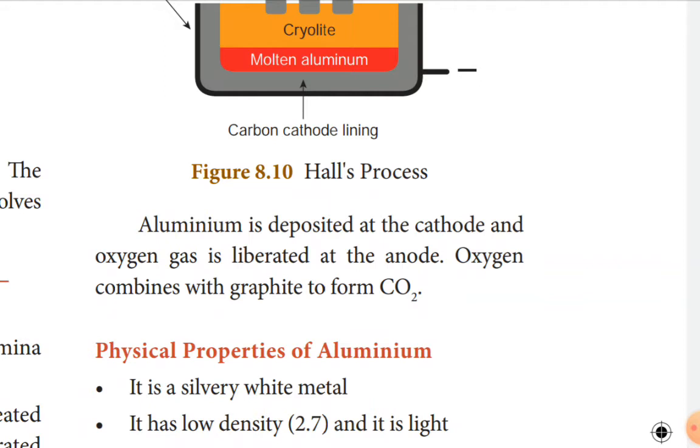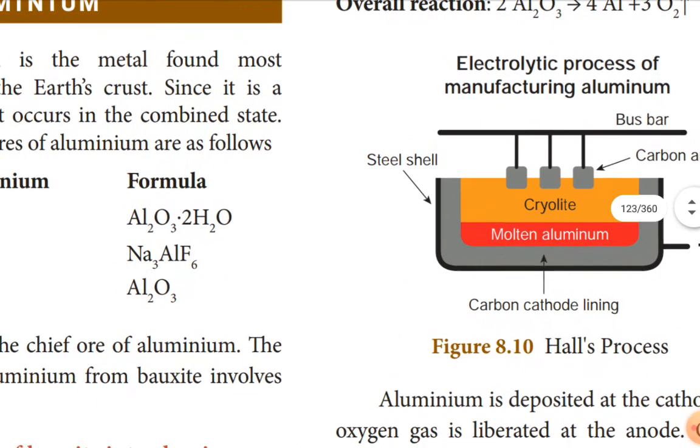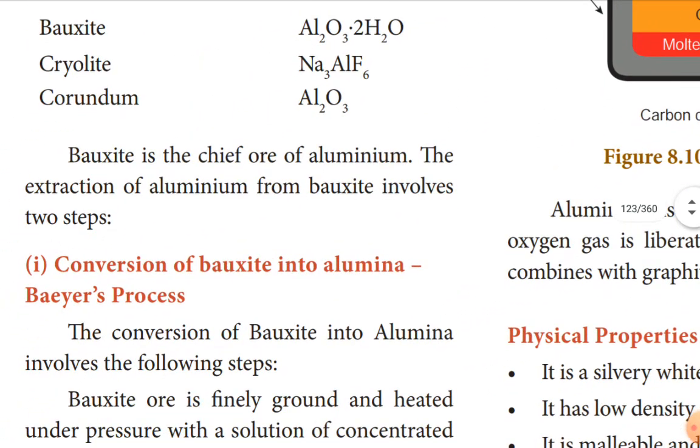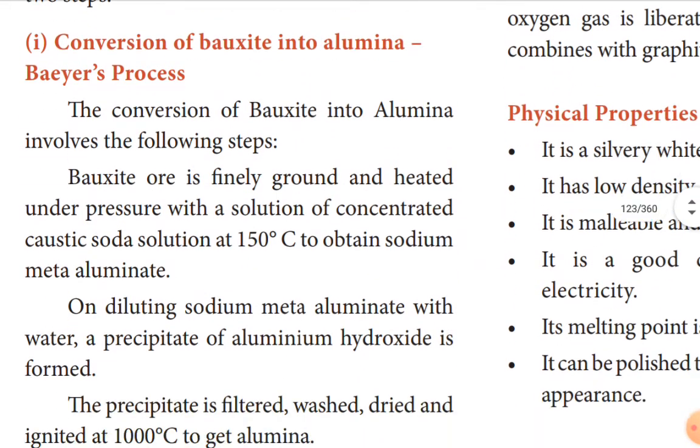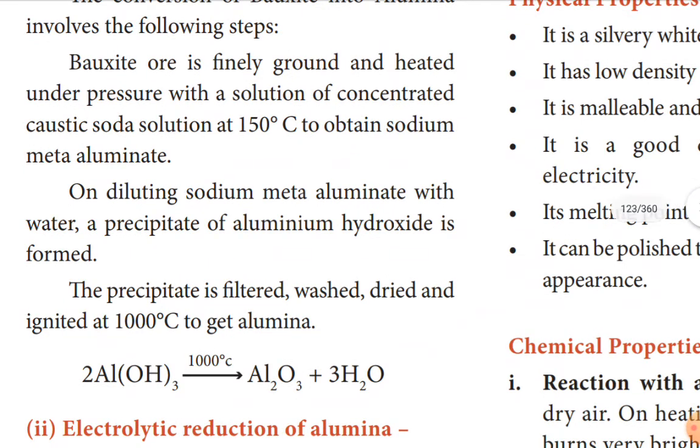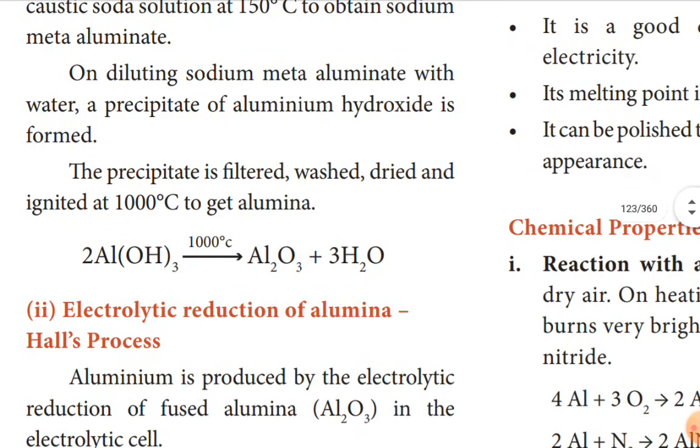These are the things you have to learn. See, in the conversion of bauxite to alumina, there are 3 steps. First, bauxite into sodium metaluminate, then metaluminate into aluminum hydroxide precipitate, then aluminum hydroxide precipitate to alumina.